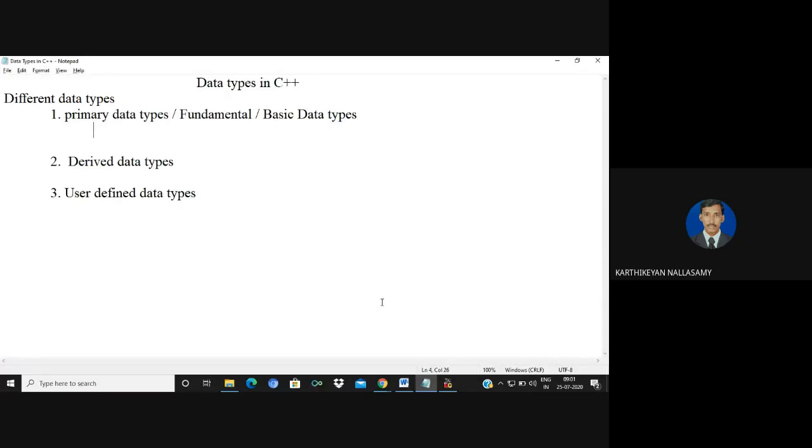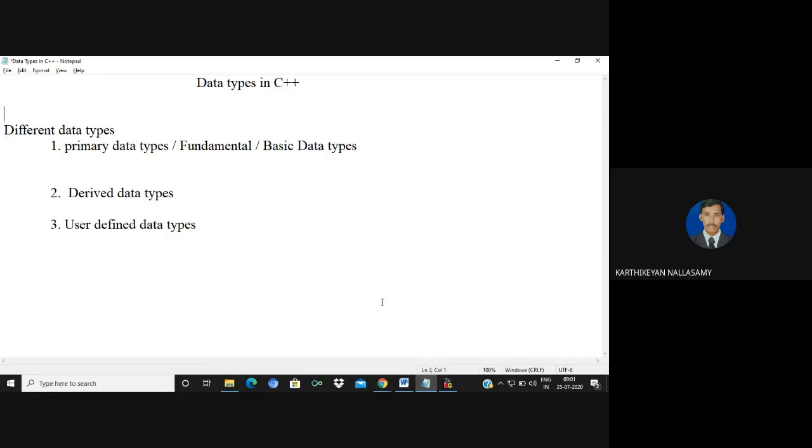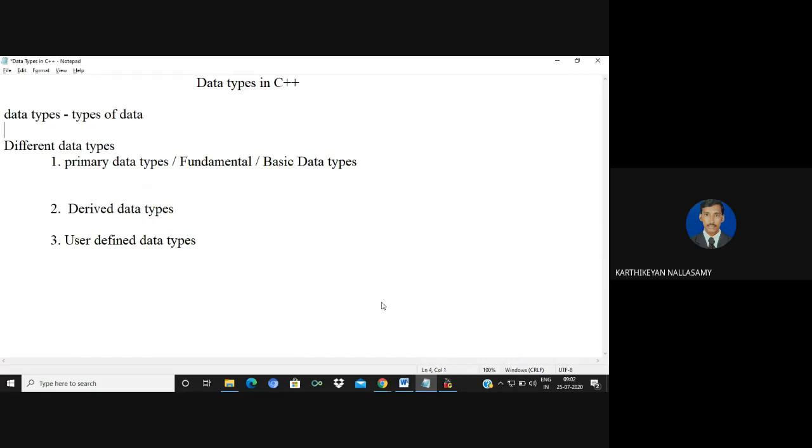In this video, I'm going to explain the concept of data types in C++. I think you know that in C language we have discussed some basic data types. Data types are always used to define the type of data used in the programs, so data types play a major role in knowing the type of data.